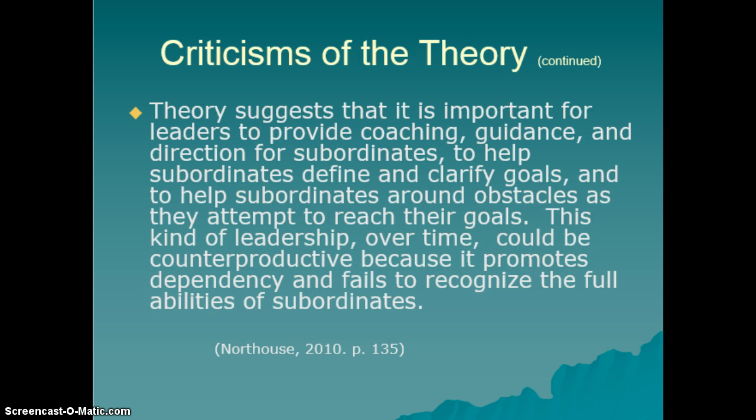The theory suggests that it is important for leaders to provide coaching, guidance, and direction for subordinates, to help subordinates define and clarify the goals, and to help subordinates around obstacles as they attempt to reach their goals. But this kind of leadership over time could be counterproductive because it promotes dependency and fails to recognize the full abilities of the subordinates.